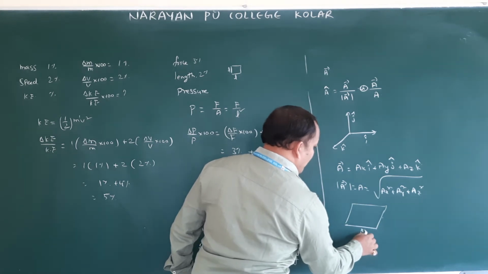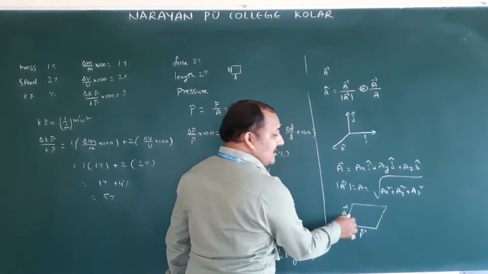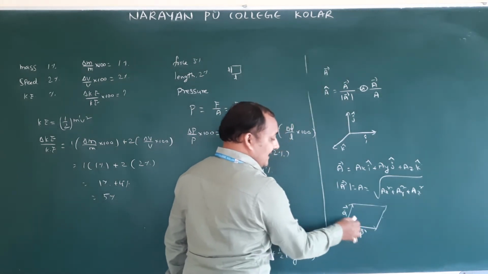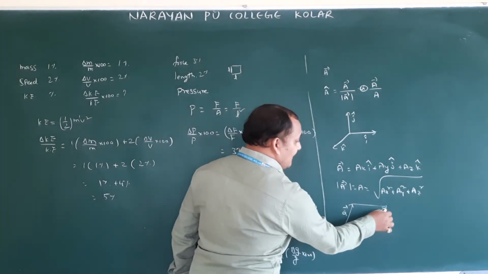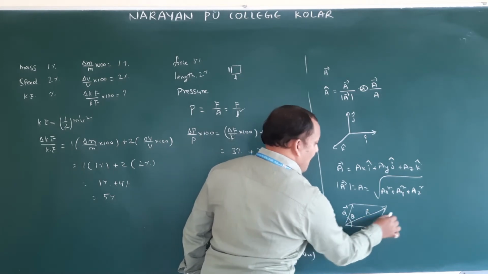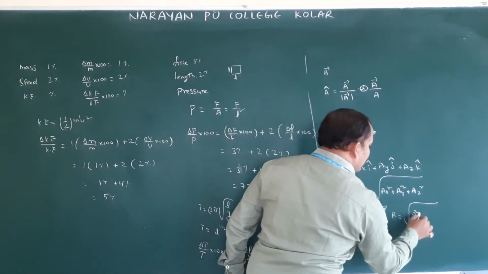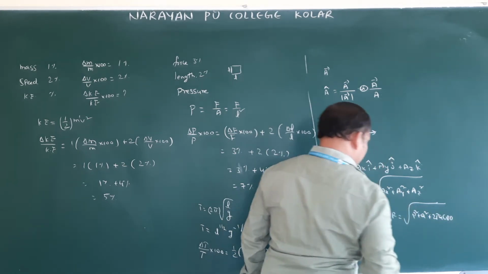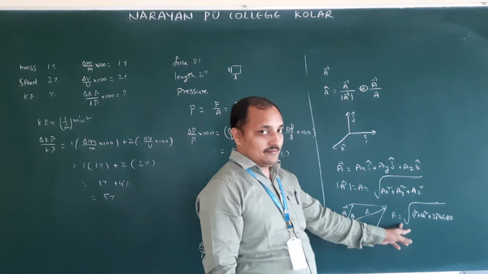So P bar, Q bar are representing two sides of a parallelogram as vectors. Then what is the resultant vector formula? R is equal to root of P square plus Q square plus 2PQ cos theta. I think all of you remember this formula, isn't it?